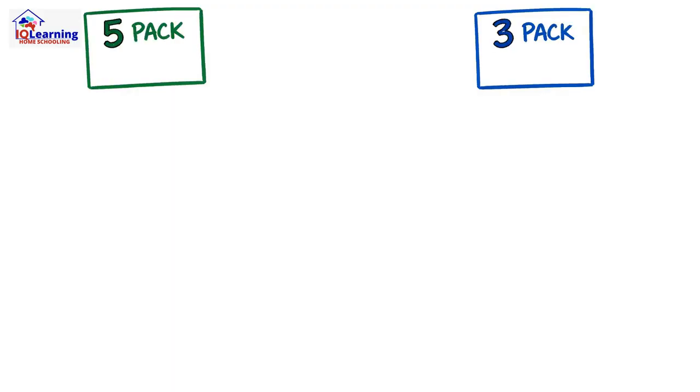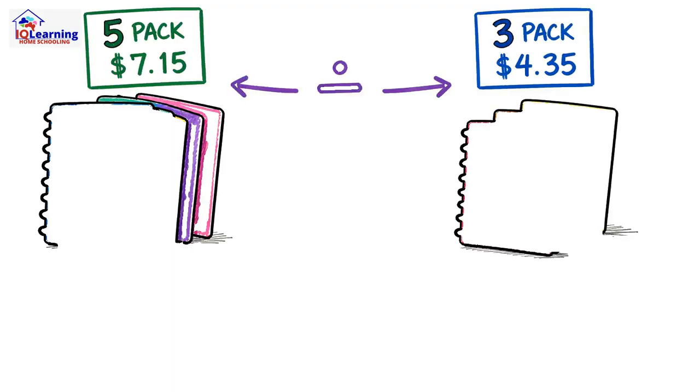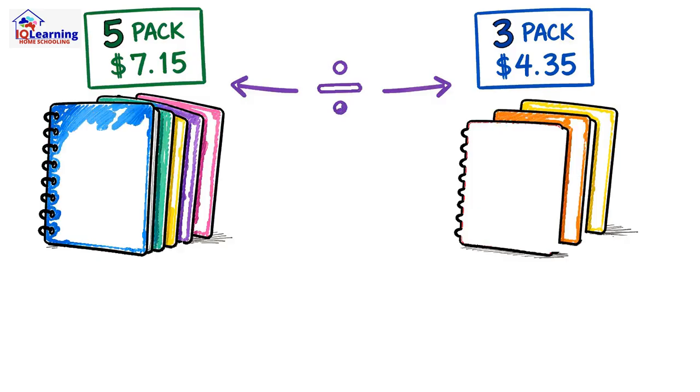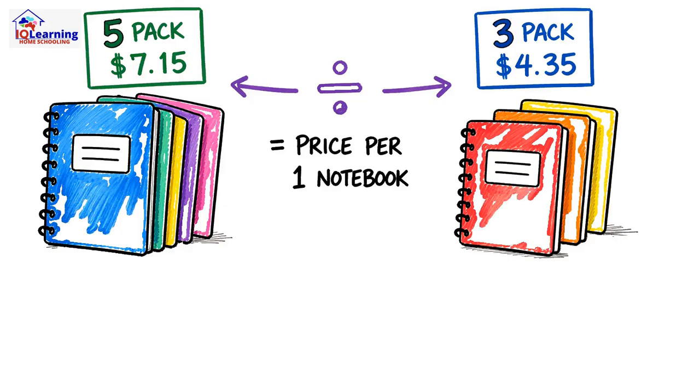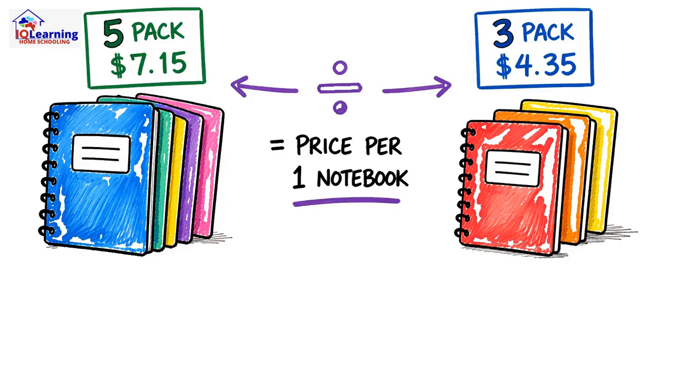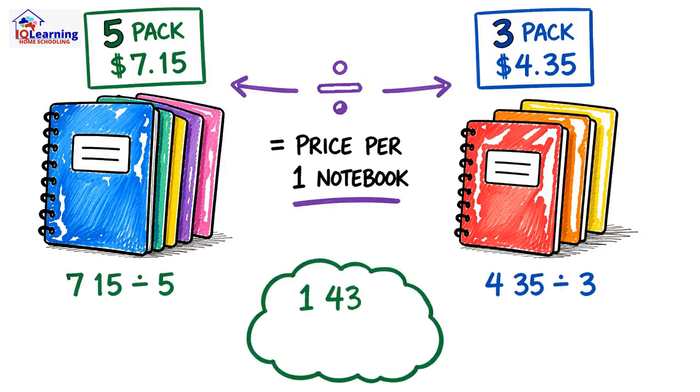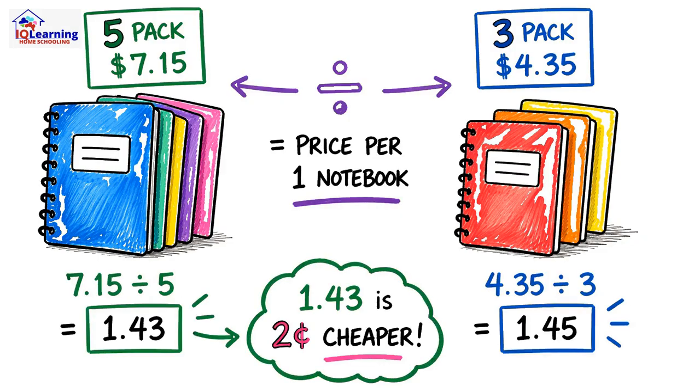At the supermarket, you see 2 packs of notebooks. Is the 5-pack for $7.15 a better deal than the 3-pack for $4.35? Don't guess. Use division to find the unit price, the cost for just one. The 5-pack is $1.43 per notebook, 2 cents cheaper than the other.